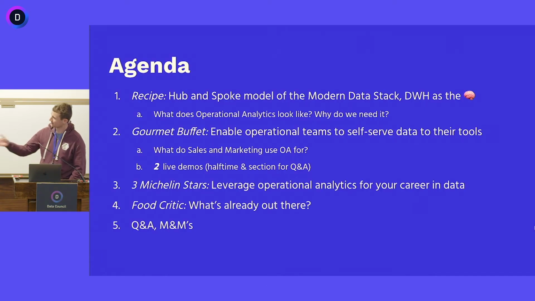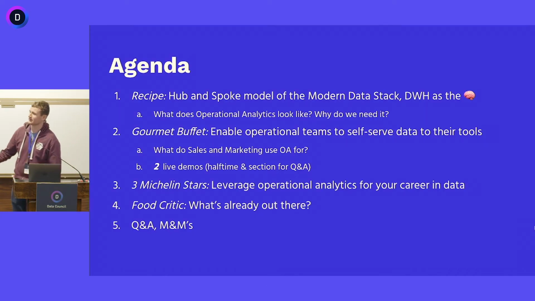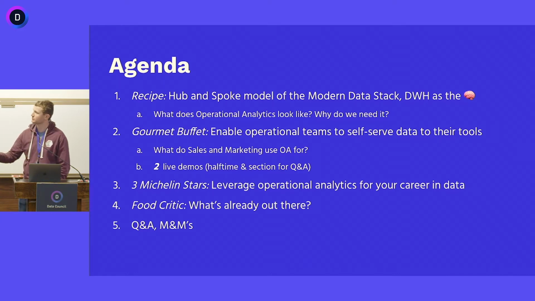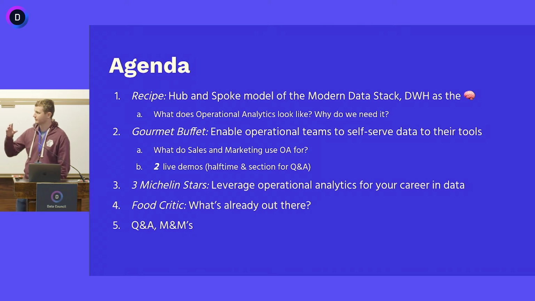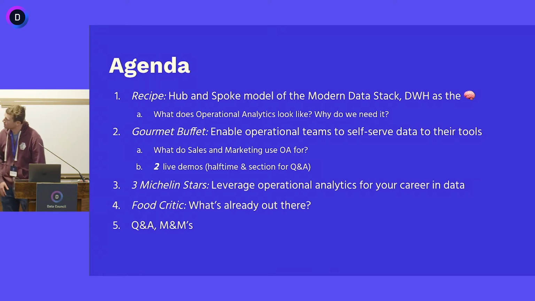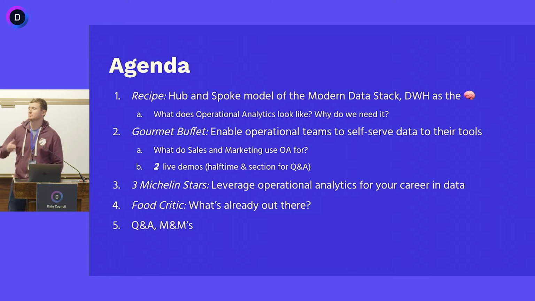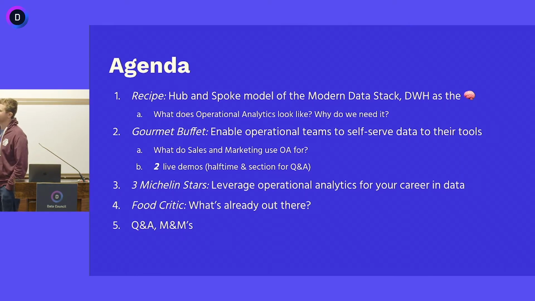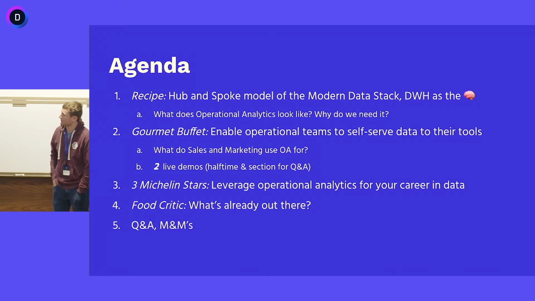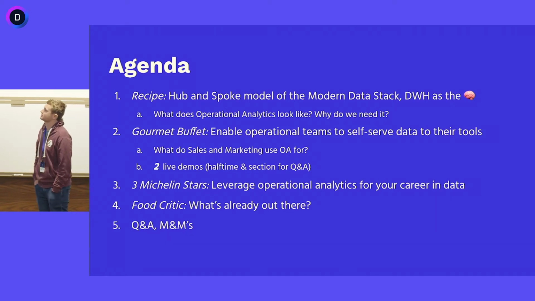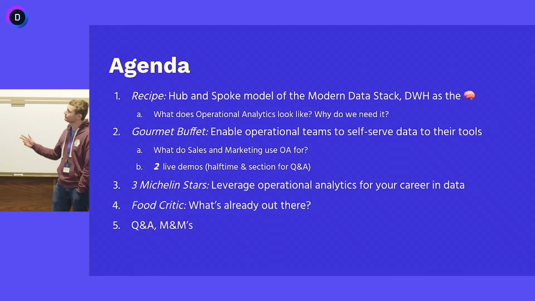So, a quick agenda. Number one is the recipe, which is the hub and spoke model of the modern data stack, basically using the data warehouse as the nervous system of an organization. We'll talk through a couple of diagrams of what that can look like. Number two is building the buffet, how operational teams can self-serve data into their tools. We're going to talk about the sales use case as well as the marketing use case. And then we'll walk through two live demos.